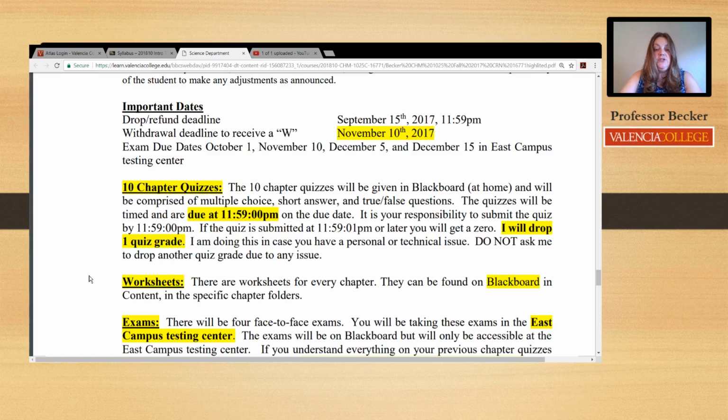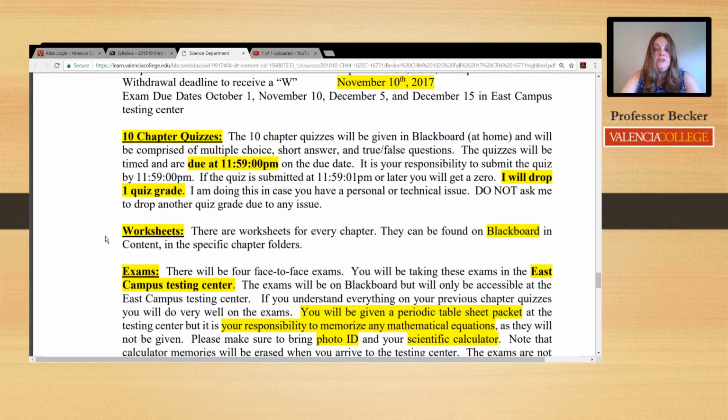The next thing are the worksheets. There's a worksheet for every chapter. They're in Blackboard. The answer keys are already open in Blackboard as well. Please make sure that you print out the worksheets, you do the work on the sheets, and that is what you hand in.